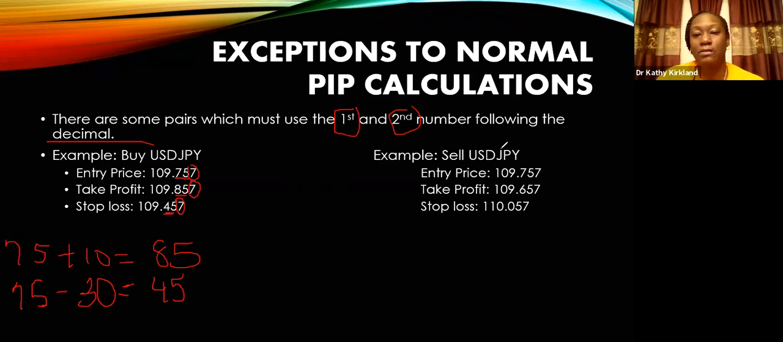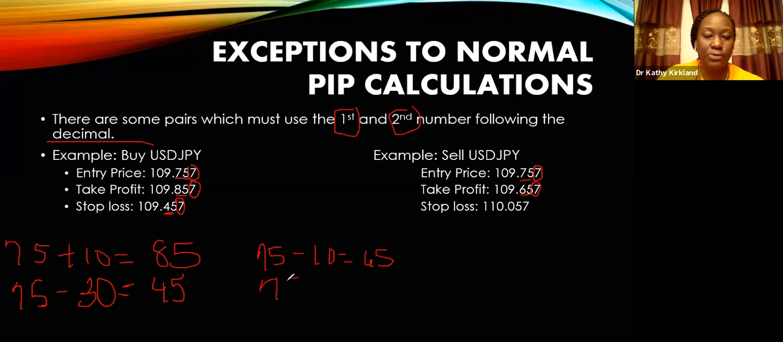Let's come over here to sell. Okay, so if we're selling a JPY pair, we're still going to use the first and the second number behind the decimal place. So from entry price, which is 109.757, we would take the 75, which is the first and the second number. We would leave the pipette alone, which is the 7. It stayed the same. And what we would do is find our take profit. We're selling, so we're going to subtract. And we subtract 10, which will give us 65. We would take it and place it in the first and the second number behind the decimal place, keeping the pipette, which is 7, the same, which will give us a take profit of 109.657.